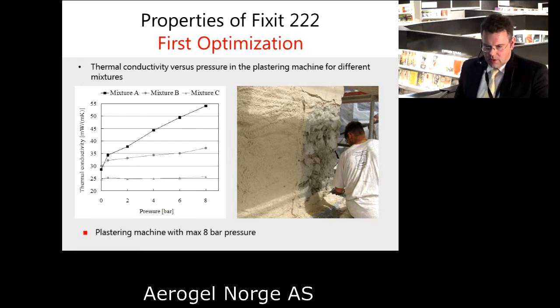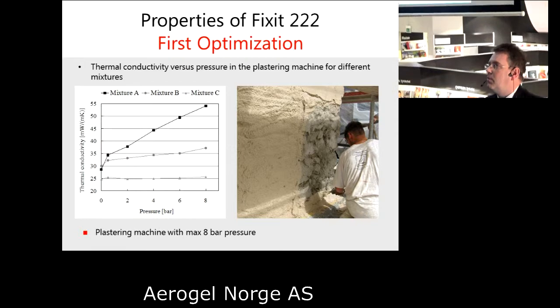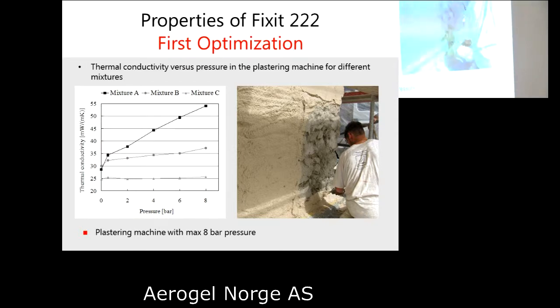The diagram or the picture first. The picture is a typical application of the aerogel render with a typical plastering machine. It's nothing special, but there happened something in this machine because there is a high pressure of 8 bar. And at the beginning of our research project, we saw that that has influence on the thermal conductivity.